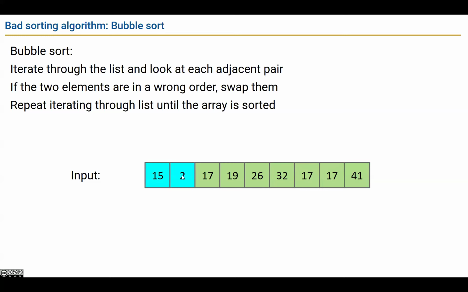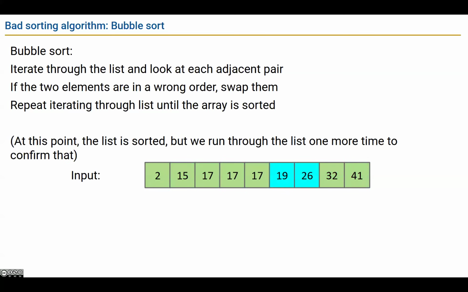And then we just keep doing this. We look at 15 and 2. Swap. No swap. No swap. No swap. No swap. Swap. Swap. No swap. No. No. Yes. Yes. No. No. At this point, we still need to keep going.